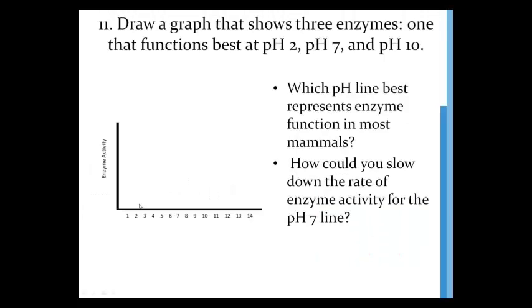Draw a graph that shows 3 enzymes, one that functions best at pH 2, pH 7, and pH 10. So, what we'll see, we've got pH along this axis and enzyme activity along here. An enzyme that works best at pH 2 is going to show the most enzyme activity right around pH 2, and then it will taper off. So that's right around pH 2.